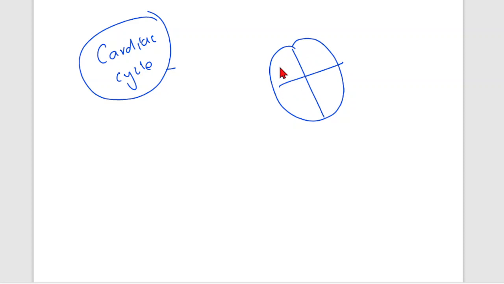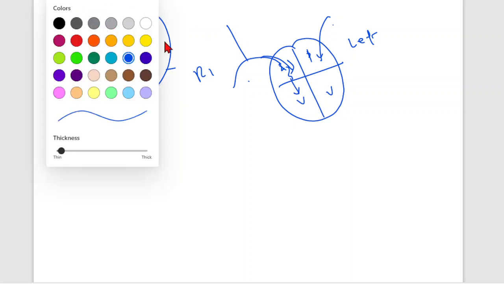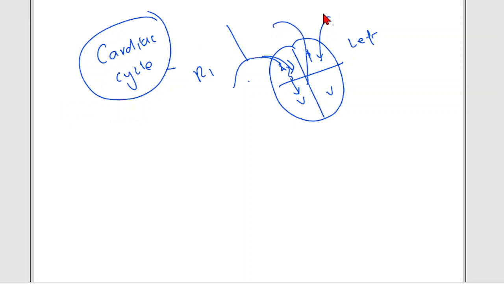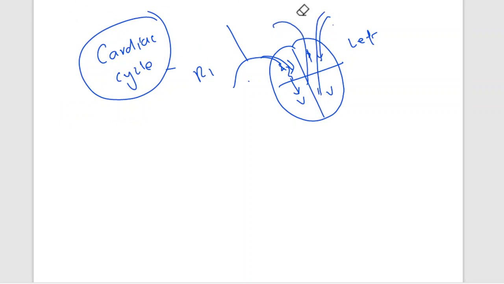The heart has four chambers. These are the atria, and these are the ventricles. This is the left atrium and left ventricle. This is the right atrium and right ventricle. Blood comes to both of them. From the right, all blood from the body comes here, goes from the atrium to the ventricle, and from the ventricle it goes to the pulmonary trunk.